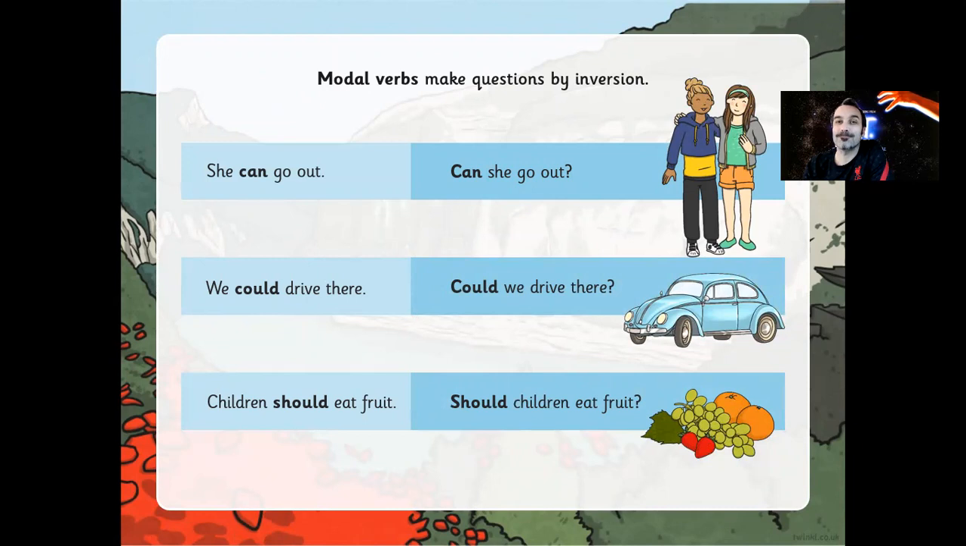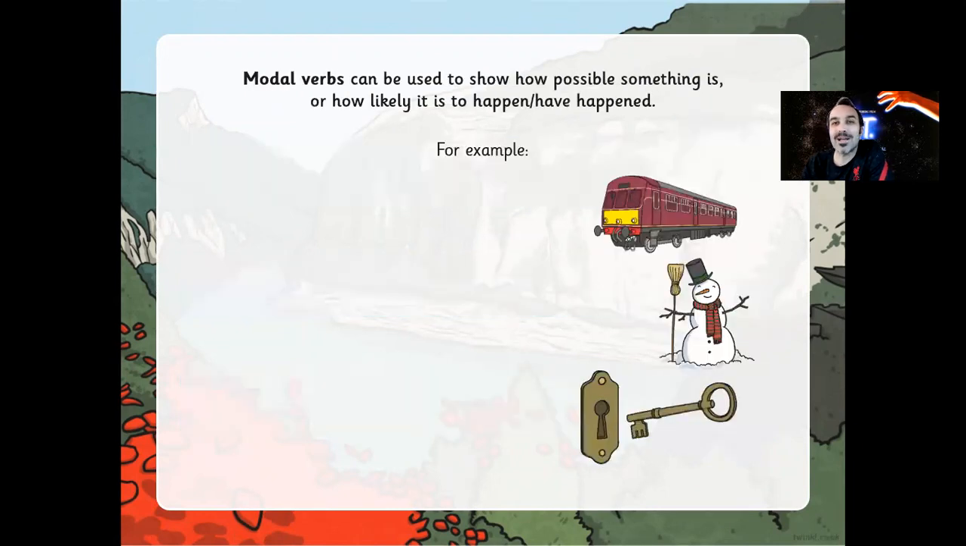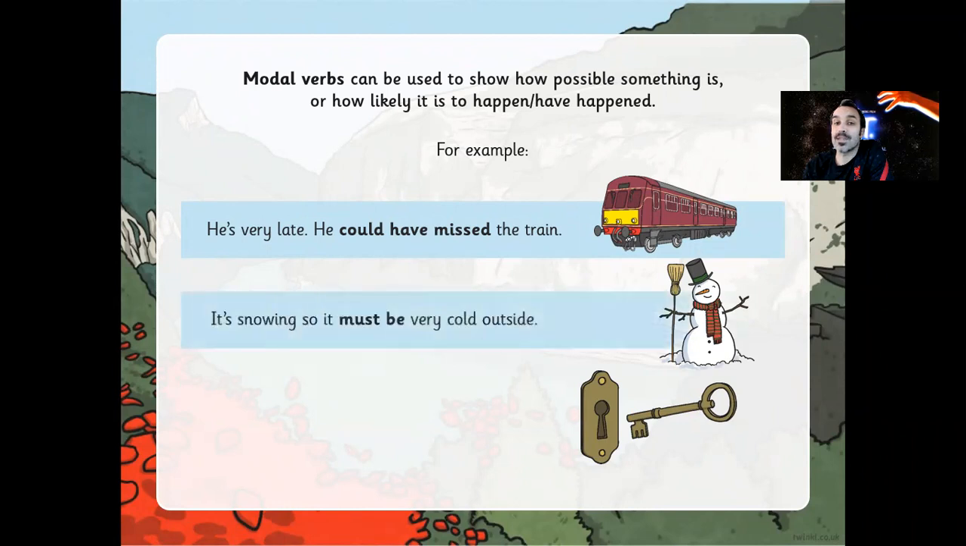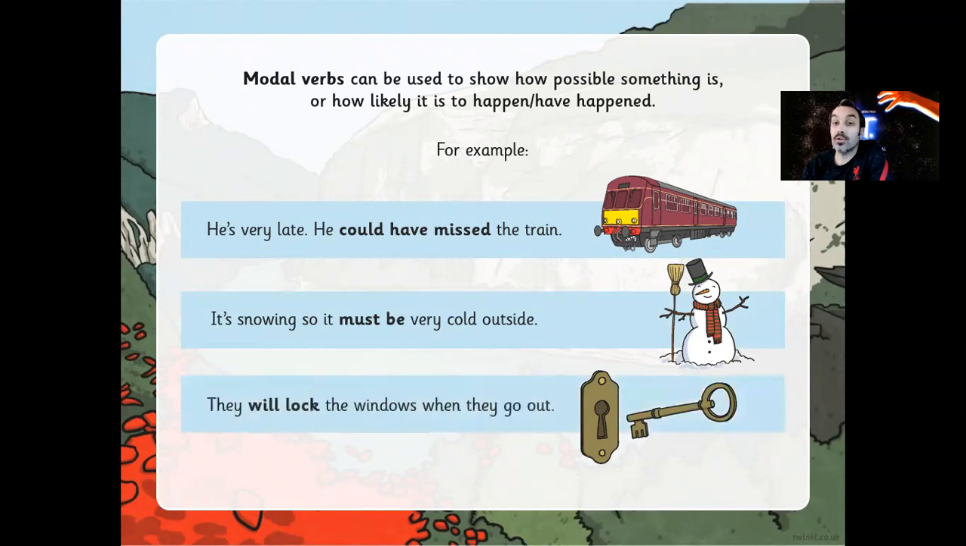Of course they should. Modal verbs can be used to show how possible something is or how likely it is to happen or have happened. For example, it's very late. He could have missed the train. It's snowing, so it must be very cold outside. They will lock the windows when they go out.